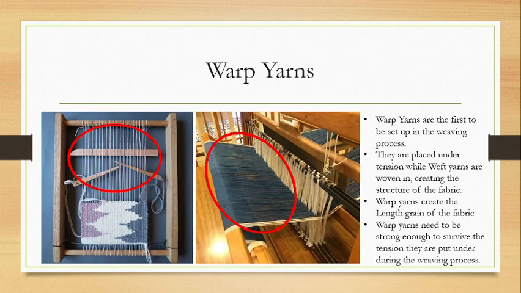So warp yarns are set up first and placed under tension. As you can see here, they're being pulled from one bar to another, and they're under all this tension. This means that warp yarns have to be pretty strong to withstand the tension they are put under during the weaving process. So you can't use weak or decorative yarns in the warp. Got to use strong ones.